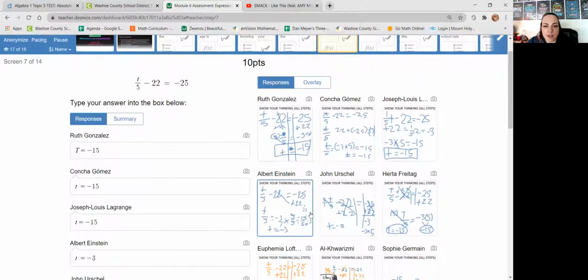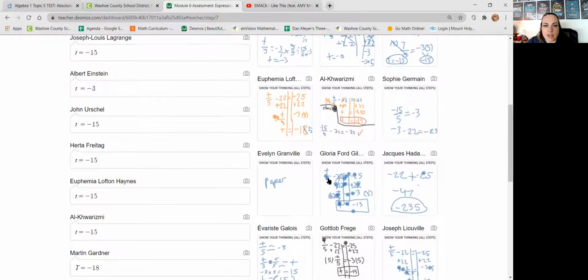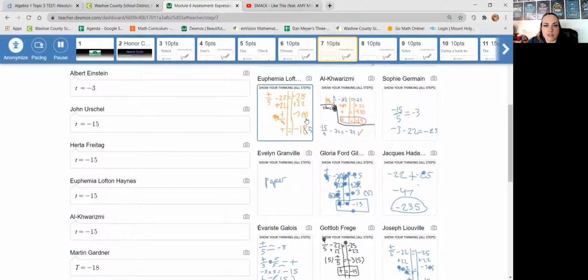And then rewriting it, bringing it down. So here's a good example of staying organized, adding 22 on both sides. There should be a slash here showing that that cancels. And then this one here, multiply by 5 to undo the division, and you get negative 15.